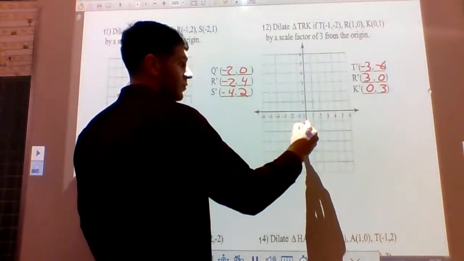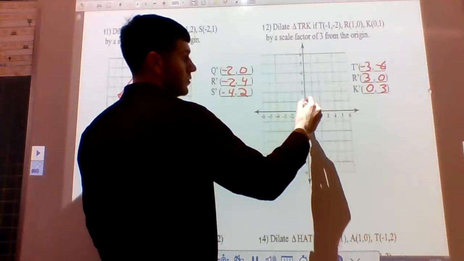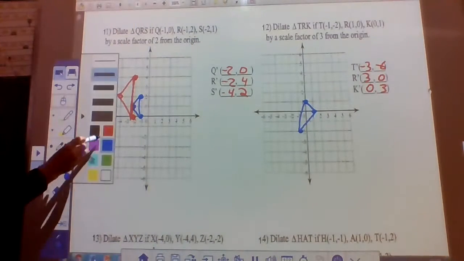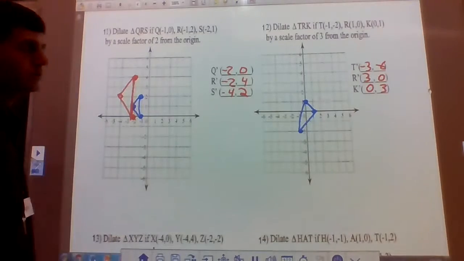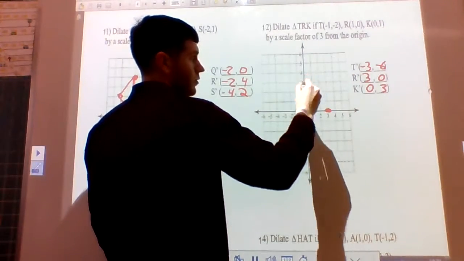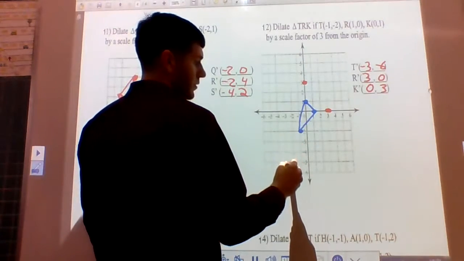Negative 1, negative 2, 1, 0, 0, 1. Okay, we're expanding outward from the origin by a factor of 3. We had 3, 0, 0, 3, and negative 3, negative 3.